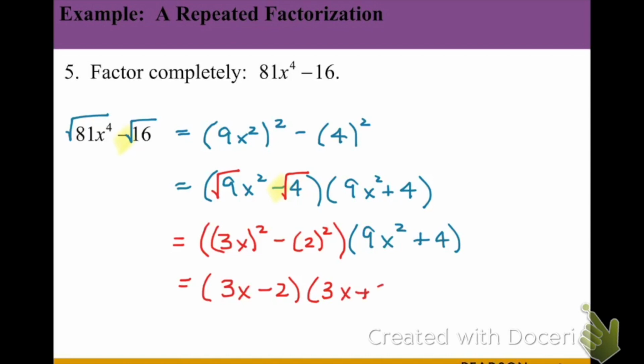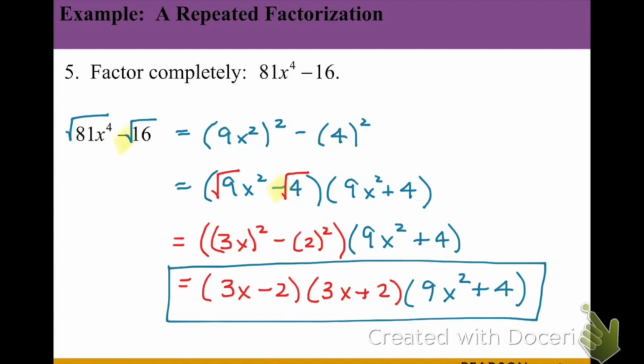And then we're just going to bring down that last factor of 9x squared plus 4. In this case, this one cannot be broken down because it is a sum, not a difference. So this right here would be our final factored form.